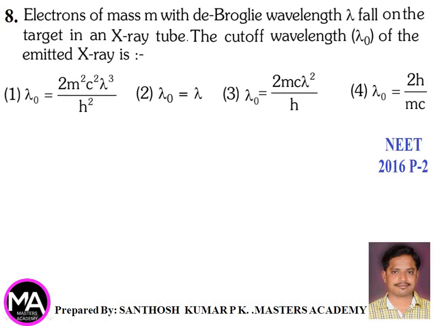Next problem. Electrons of mass m with de Broglie wavelength lambda fall on the target in an X-ray tube. The cutoff wavelength lambda naught of the emitted X-ray is. Solution.